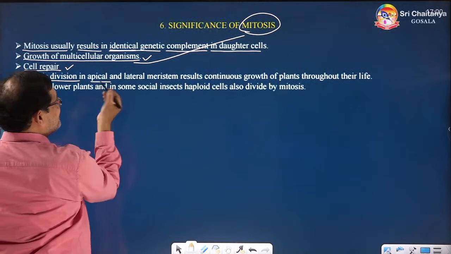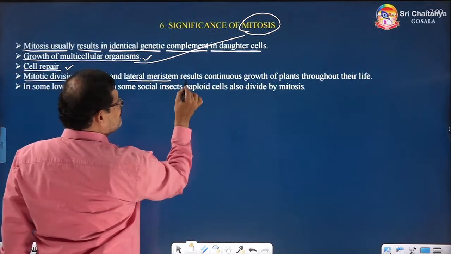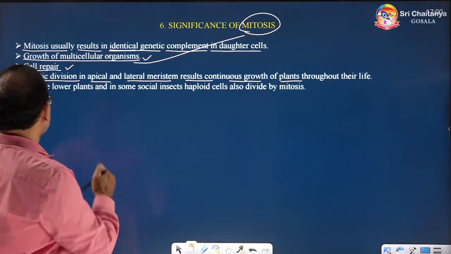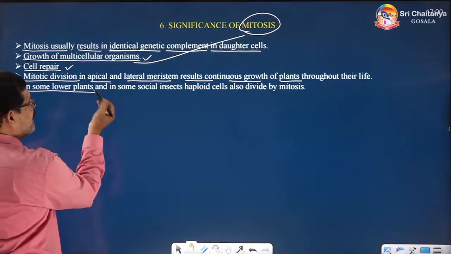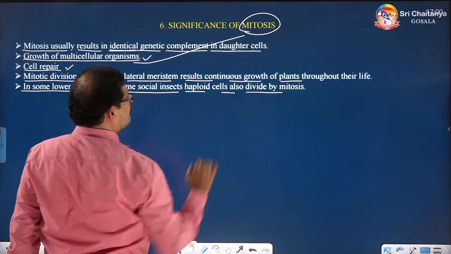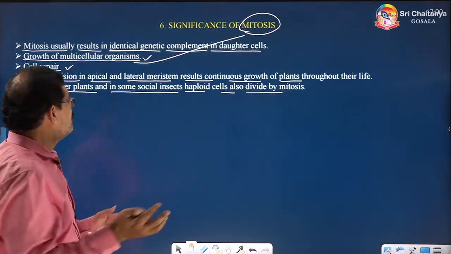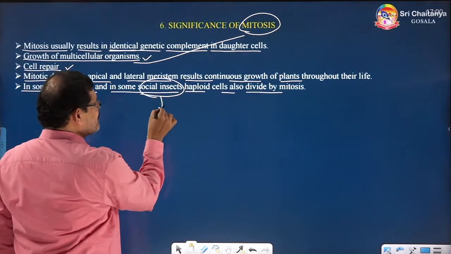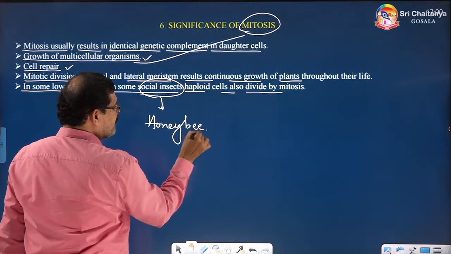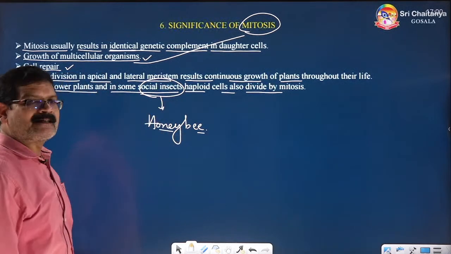Mitotic division in apical and lateral meristem results in the continuous growth of the plant throughout their life. Next one, in some lower plants and in some social insects, haploid cells also divide by mitotic division. Social insects are nothing but honeybees, where haploid cells divide by mitotic division.